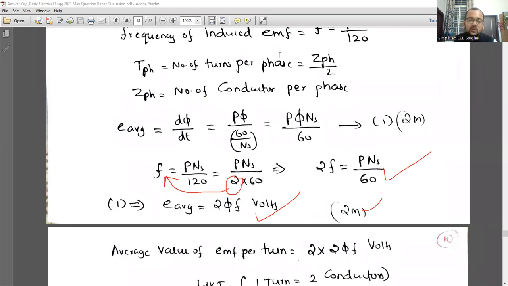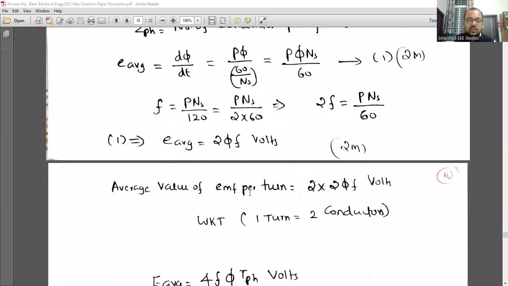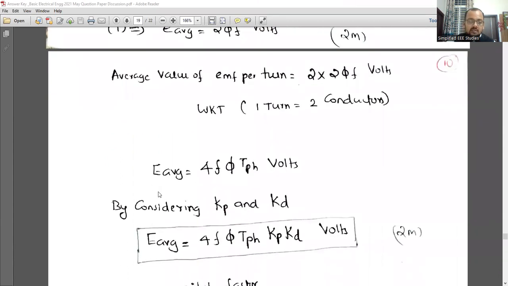Then you need to compute the average EMF per turn. How to compute the average EMF per turn? See, average EMF per turn is equal to 2 into 2 phi f. Here you need to apply T phase and the relation between T phase and set phase. One turn is equal to 2 conductors, right? Therefore, E average can be written as 4f into phi into T phase volts.